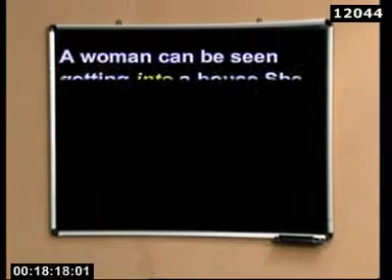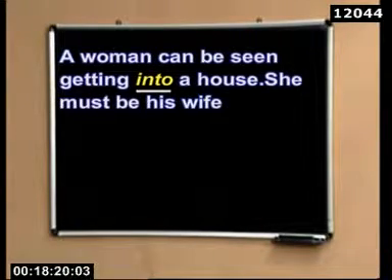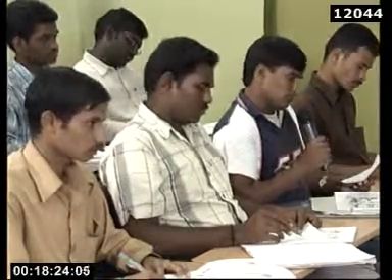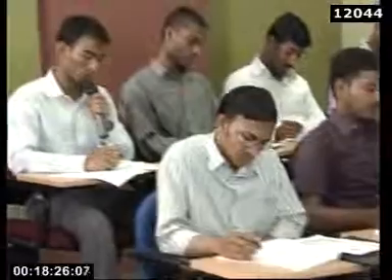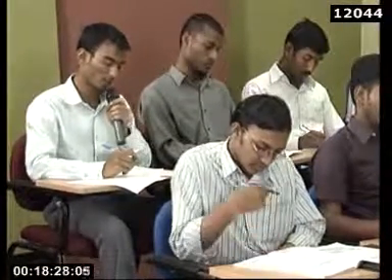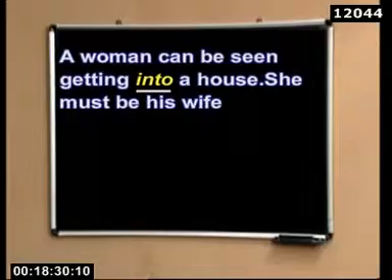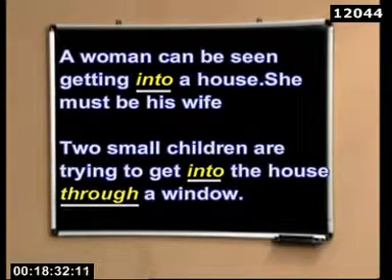Okay. A woman can be seen getting, next sentence please. Into a house. A woman can be seen getting into a house. Okay. Next sentence. Two small children are trying to get into the house through a window. Very good. Into the house through a window.